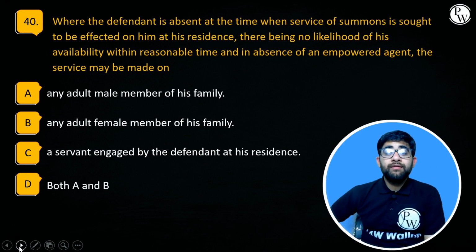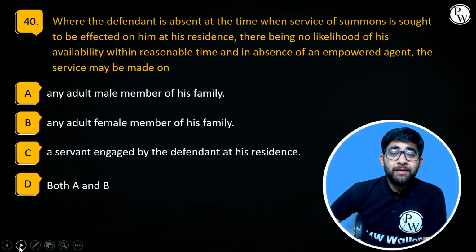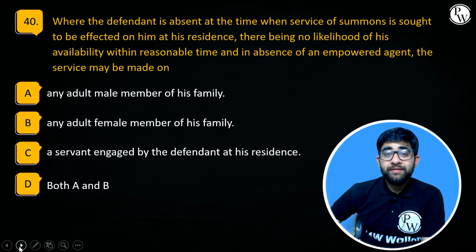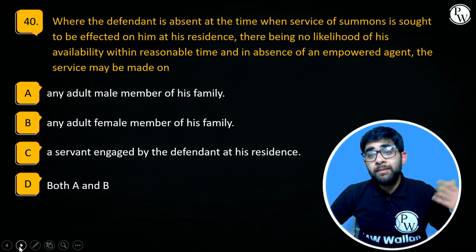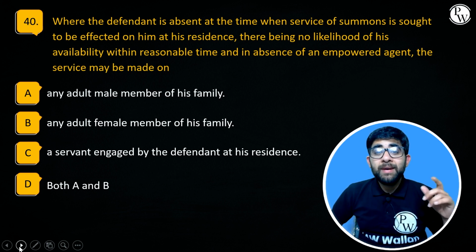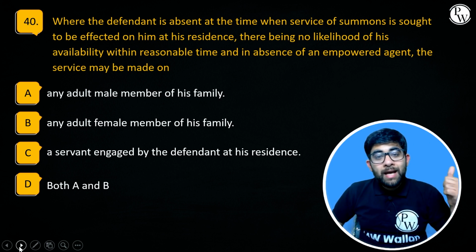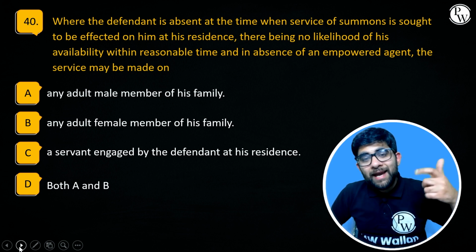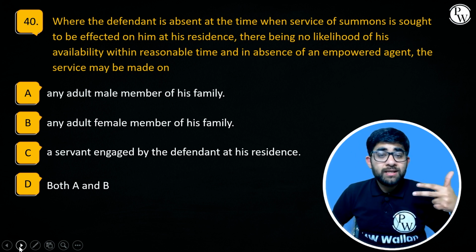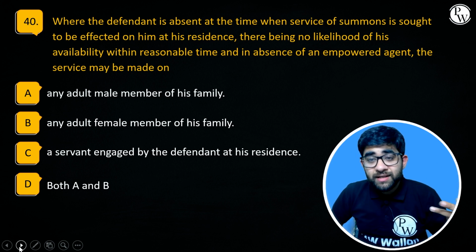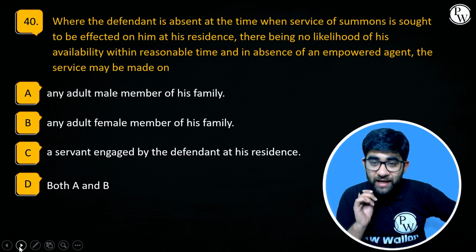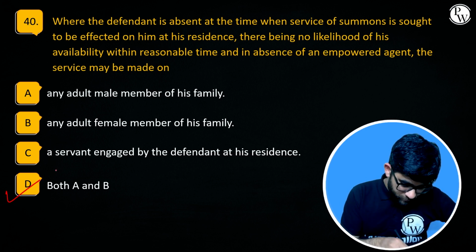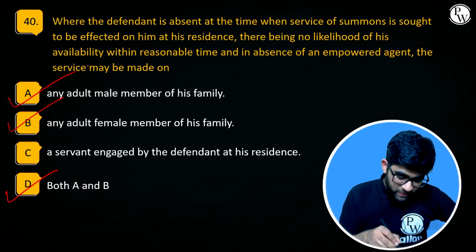40th, where the defendant is absent at the time when the service of summons is sought to be effected on him at his residence, there being no likelihood of his being found within a reasonable time and in absence of an empowered agent, the service may be made on: A, any adult member of his family, including any adult female member of his family; B, a servant engaged by the defendant at his residence; or both A and B. So the answer to this is both A and B. Any female or any male.